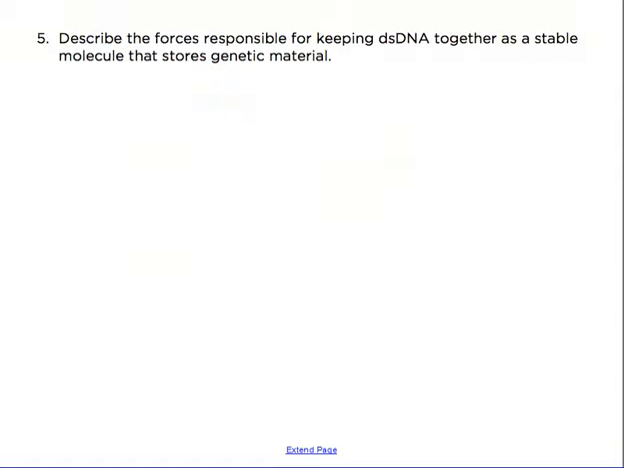Question 5. Describe the forces responsible for keeping double-stranded DNA together as a stable molecule that stores genetic material. So there are 2 different types of bonds that keep double-stranded DNA together in the helix. You have covalent bonds and you have hydrogen bonds. So covalent bonds are the bonds that hold together each linear strand, so they bind together the bases, the sugar, and the phosphate group.